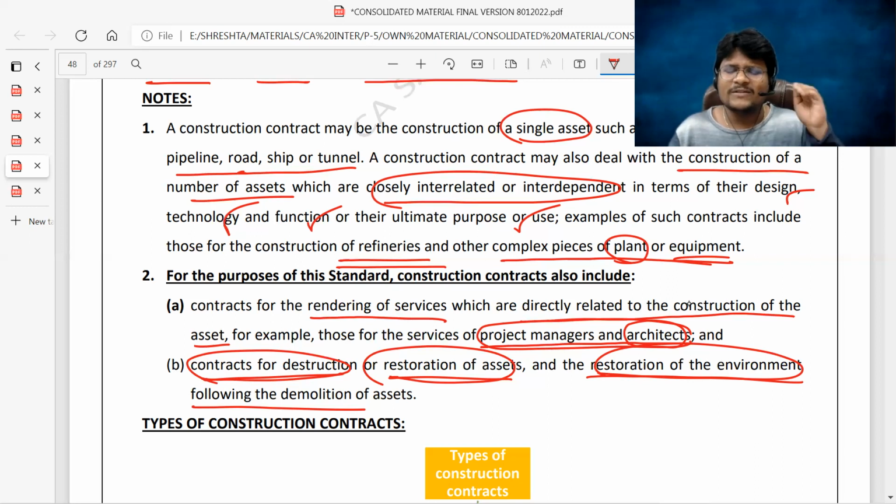That means construction means not only pure construction, but also includes direct services which are interconnected with the construction contracts, as well as demolition and restoration, which also form part of construction contracts.